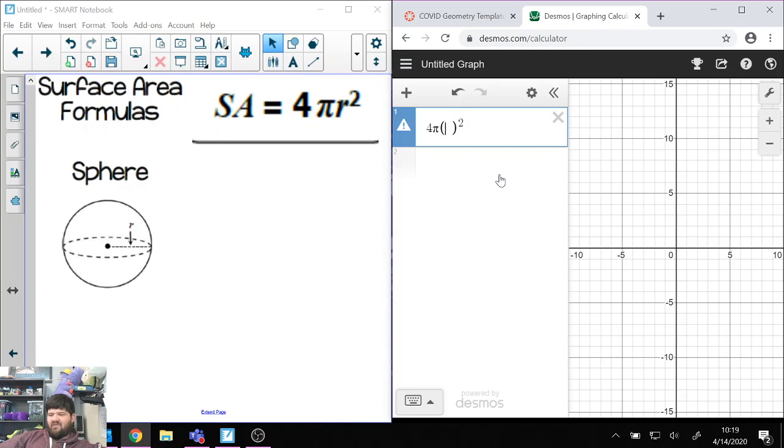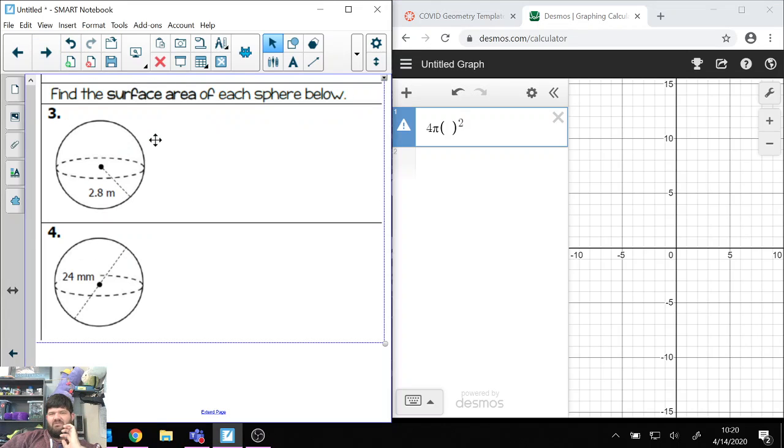Now all you got to do is whatever the problem is, put in your radius, and you can see it'll automatically give you everything you need. So you don't even have to do math. And again, this is the cheese way through it.